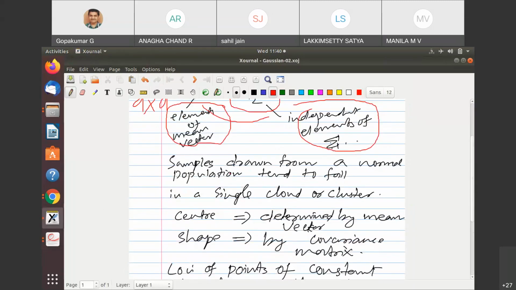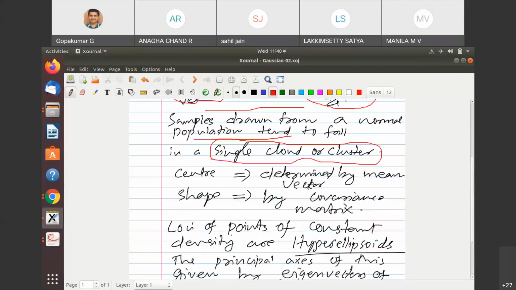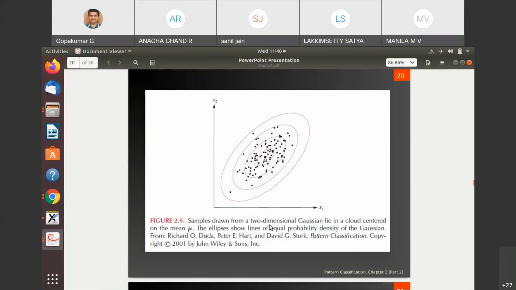The interesting thing is that if you sample points drawn from a normal distribution curve, those points tend to fall in a single cloud, or cluster. That is a property maintained by the normal density, and this particular plot shows it. These are samples drawn from a two-dimensional Gaussian, so you have two variables, and you plot these points with respect to a center point mu.